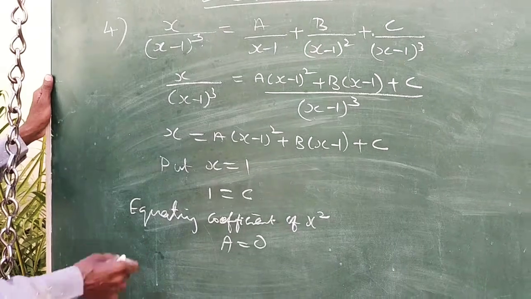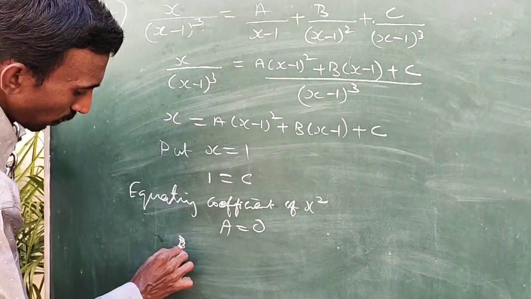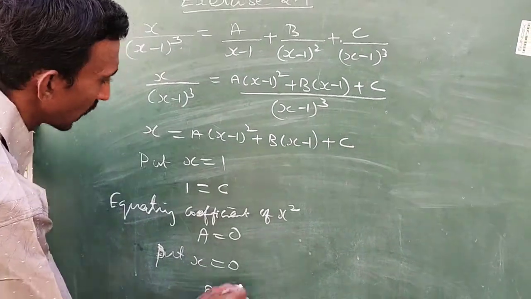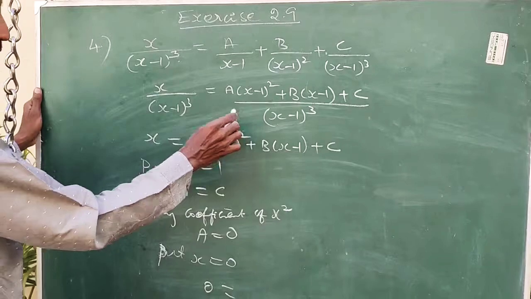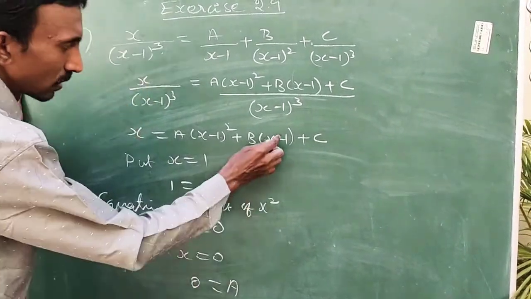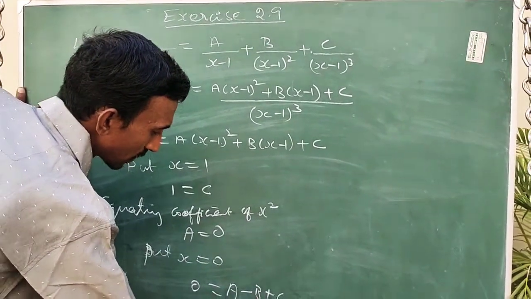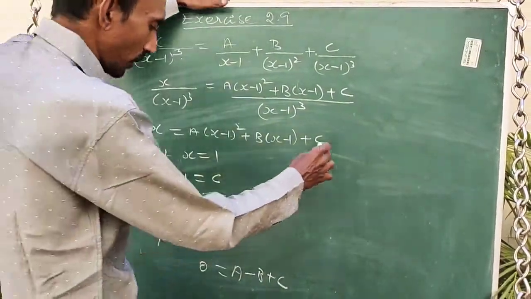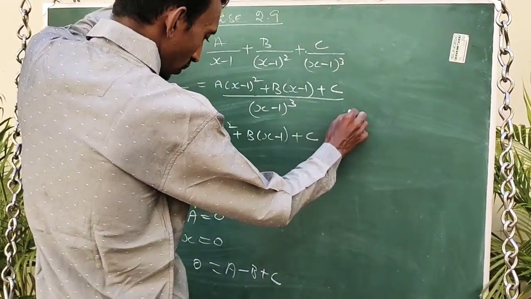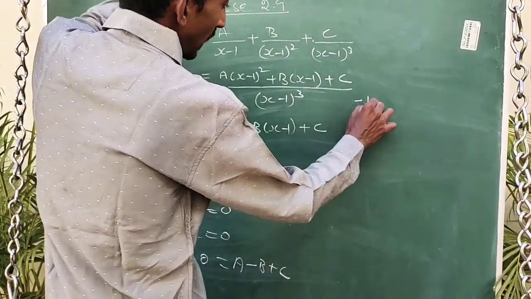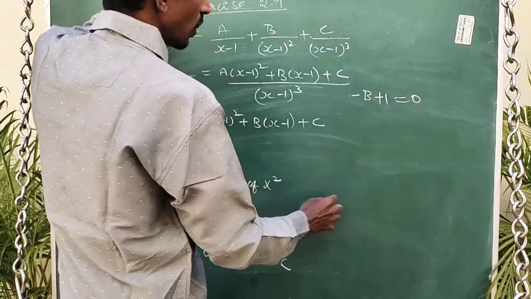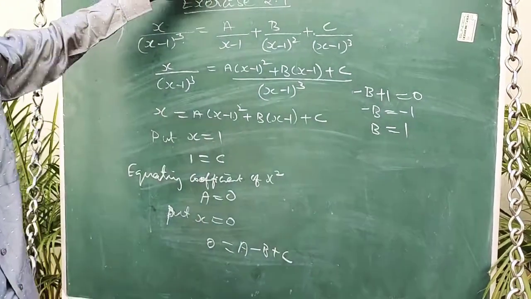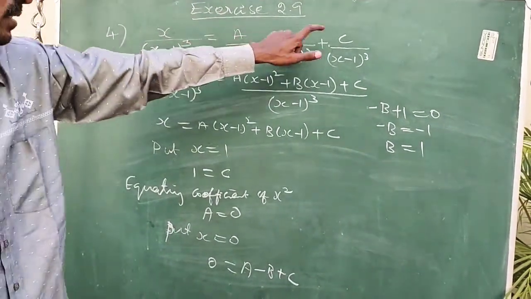And next one, put x equal to some value, 0. Okay. Put x equal to 0. So 0 equal to a into minus 1 the whole square plus 1, a minus b plus c. Okay. Already we have the values of a and c. So a value is 0, minus b plus 1 equal to 0, minus b equal to minus 1, b equal to 1.